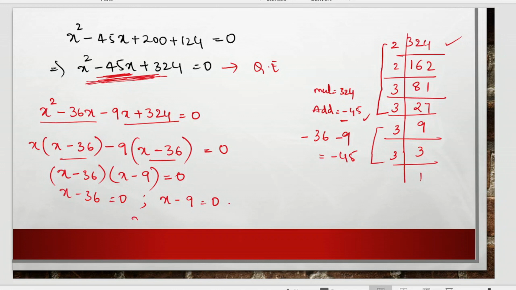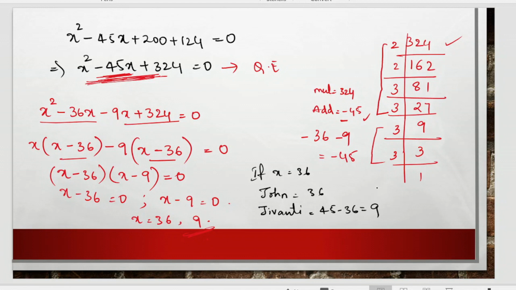So you will get x is equal to 36 and 9. See, if x is equal to 36, then the number of marbles John has is 36, and the number of marbles Jivanti has is 45 minus 36, which is 9 marbles, right?